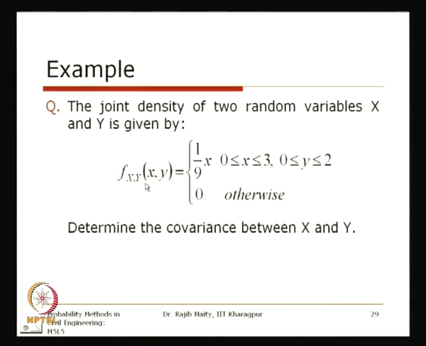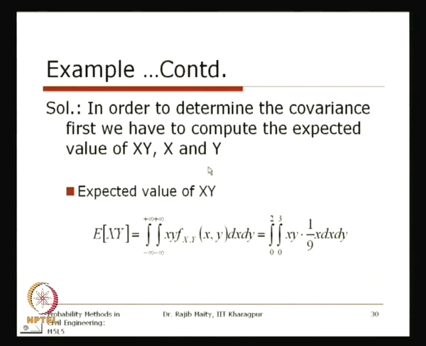We have discussed earlier that the integration over the entire support of the random variables should be equal to 1, and this should be greater than or equal to 0 for the entire support. So, both the things are satisfied. What we have to do in this problem is determine the covariance between X and Y. To do that, we do not know their marginals and we do not know their means. So, we have to obtain those first.